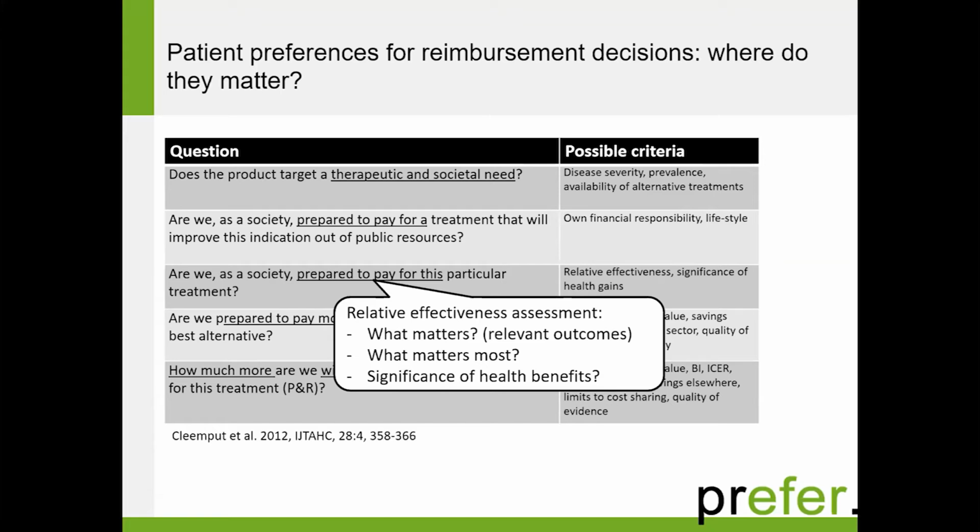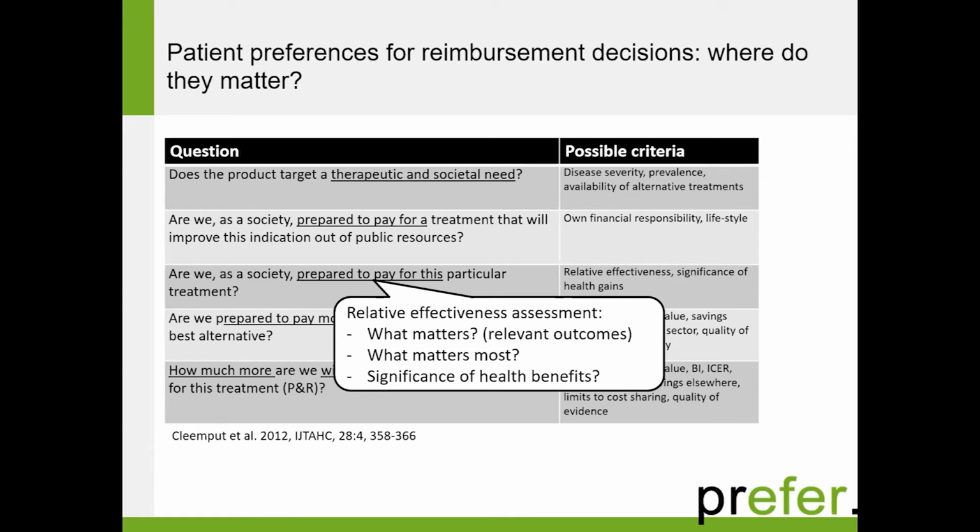The next point is, are we as a society prepared to pay for this particular treatment? And this is a very important part of HTA. So the relative effectiveness of the new medical product or medical intervention will determine to a large part the willingness to pay for a treatment. So relative effectiveness assessment means that you will look at the effectiveness of the new intervention and compare this with the effectiveness of the existing intervention or the current standard treatment for this condition.